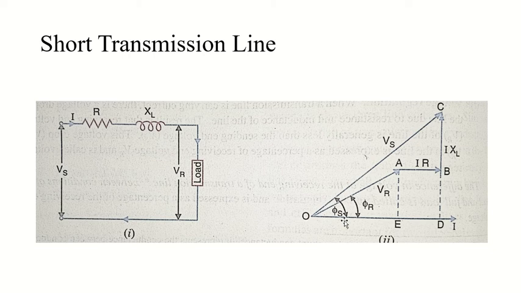Now what do I want to do? I want to calculate the sending end voltage. To do that, can't we apply the Pythagoras theorem on this big triangle which we are seeing here, this triangle ODC? What will happen when we apply the Pythagoras theorem over ODC? Can we say this hypotenuse, OC square, equals OD square plus DC square, based on the Pythagoras theorem?